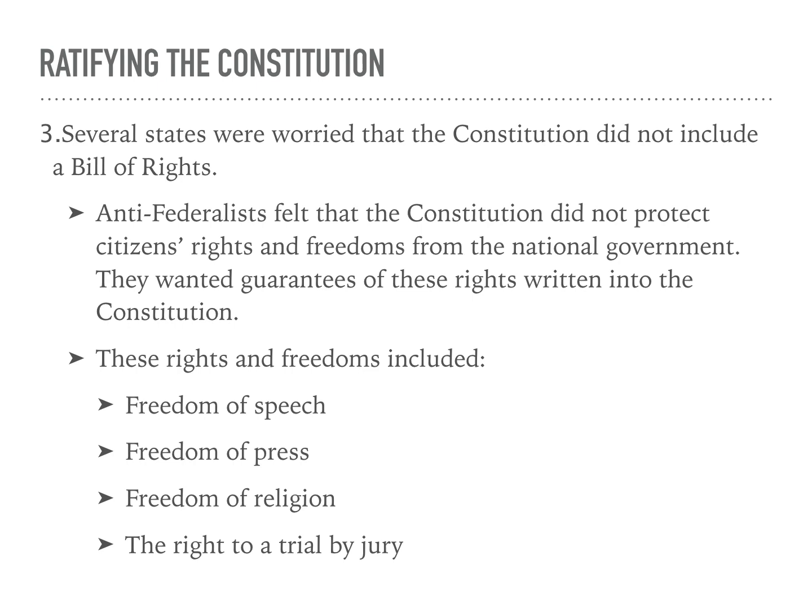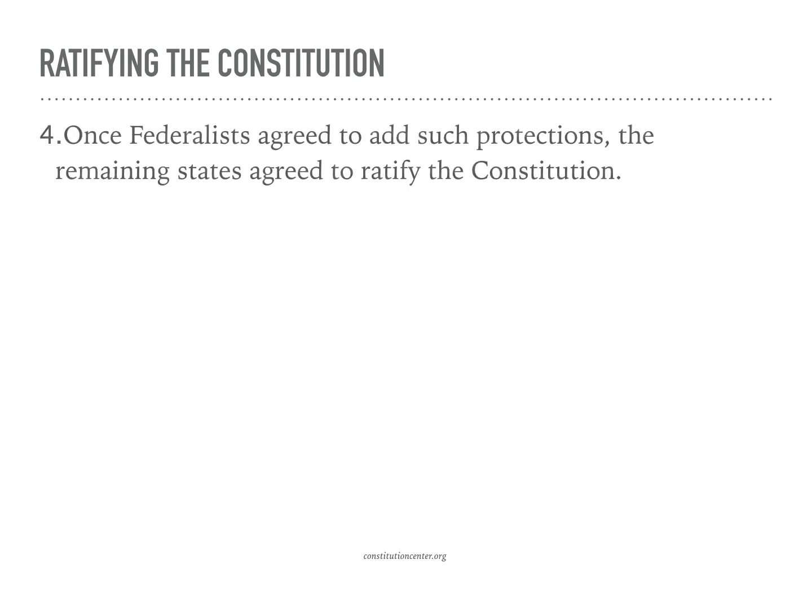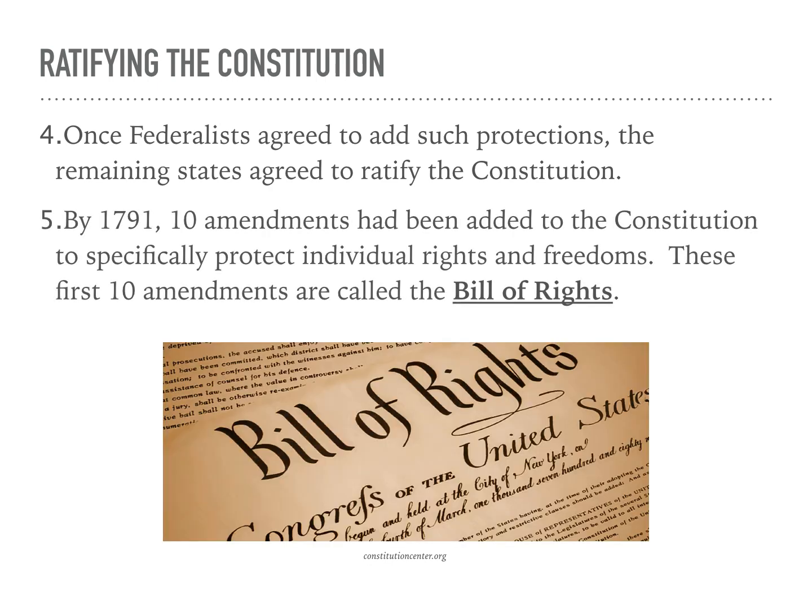And eventually a deal is kind of struck where the Federalists agreed that they would add the protections that the Anti-Federalists wanted to the Constitution, even though they didn't think they were necessary. When they did that, all of the remaining states who had yet to ratify the Constitution agreed to do so. By 1791, 10 amendments had been added to the Constitution that specifically protect individual rights and freedoms. These first 10 amendments are what we call the Bill of Rights.